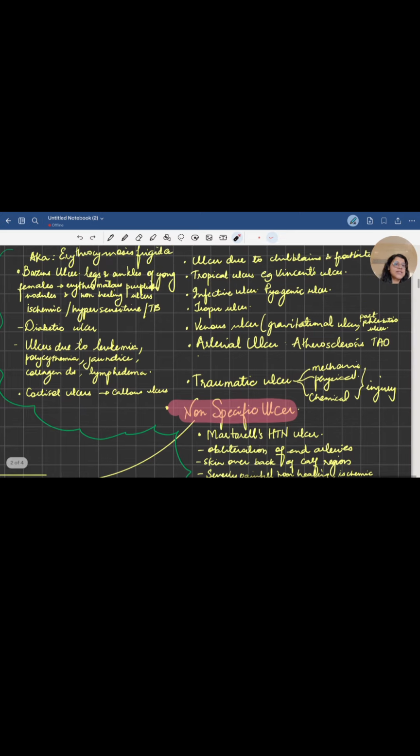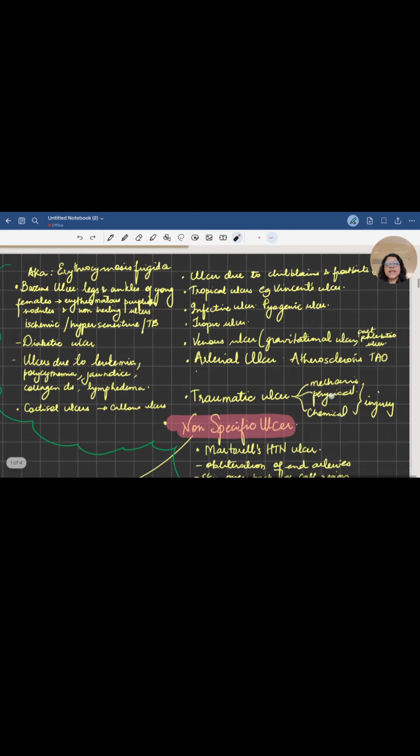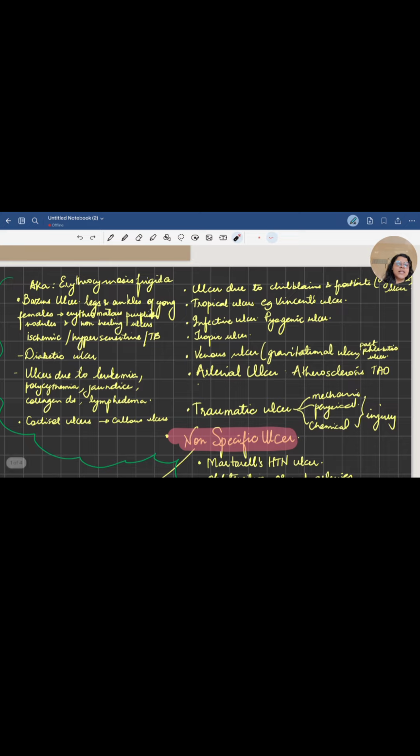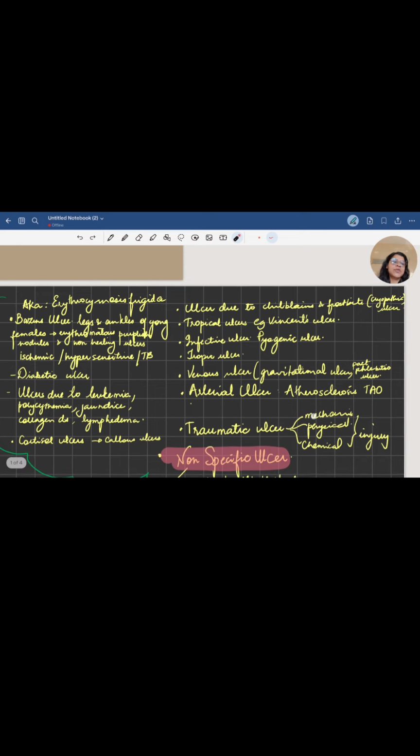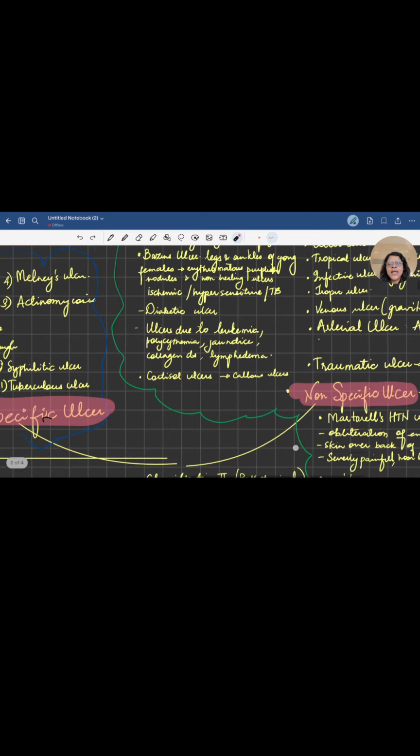Next you have traumatic ulcer, could be mechanical, physical or chemical injury. Then there are other ulcers such as arterial ulcer due to arteriosclerosis, venous ulcer due to gravitational ulcer and post-phlebitic ulcer. Then you have trophic ulcer, infective ulcer such as pyogenic ulcer, and you have tropical ulcers, example Vincent's ulcer, and ulcer due to chilblains and frostbite, which is also known as cryopathic ulcer.